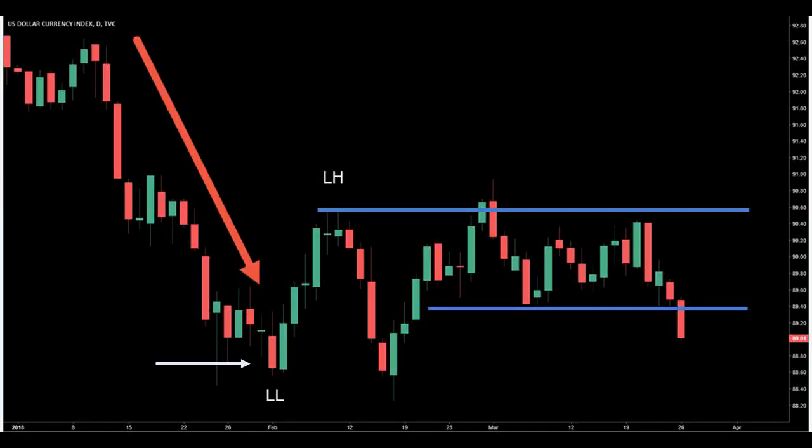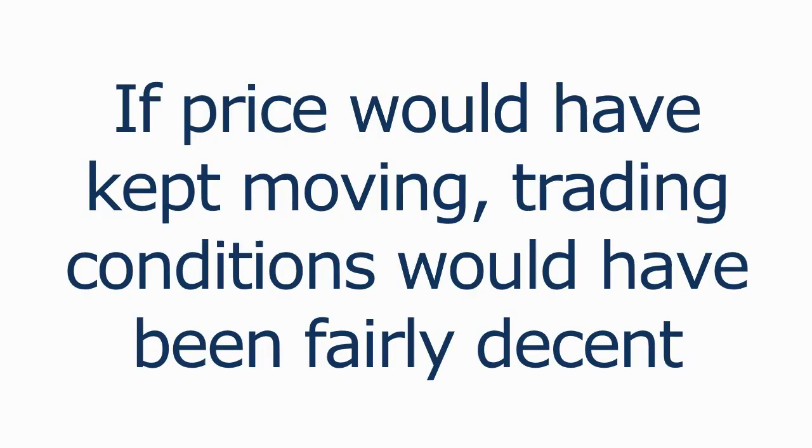Well, the weather shifted in early February. Upside momentum stepped in, showing the US dollar getting stronger as price began to rally. And if price would have kept moving, trading conditions would have continued to be pretty decent, but markets are never affected by what we want.